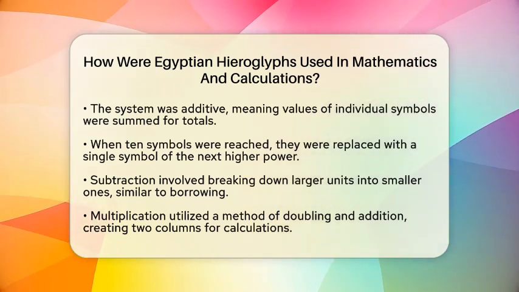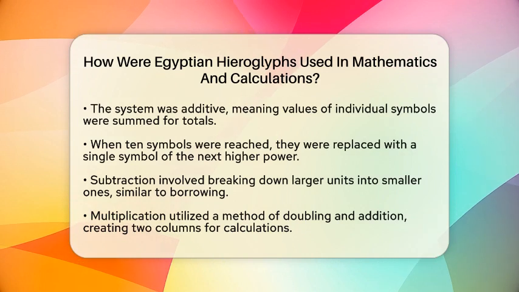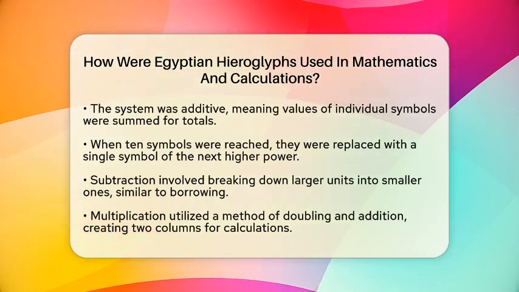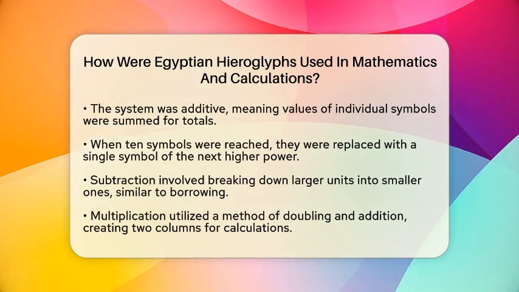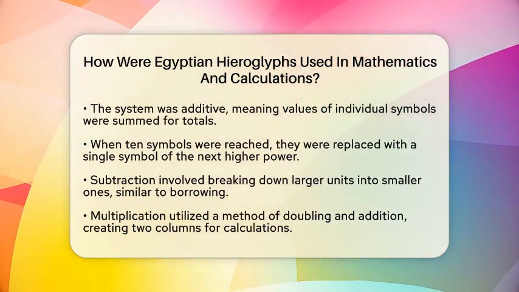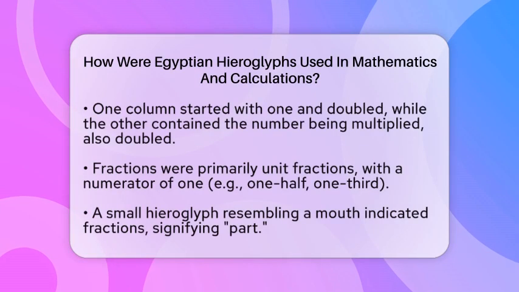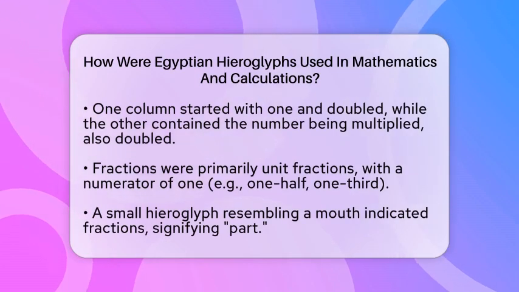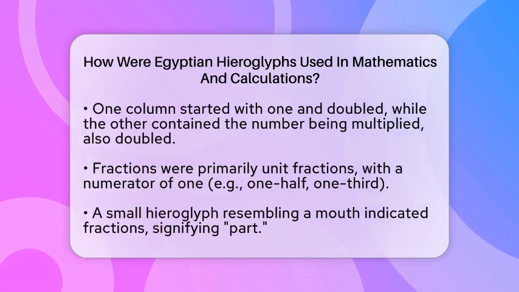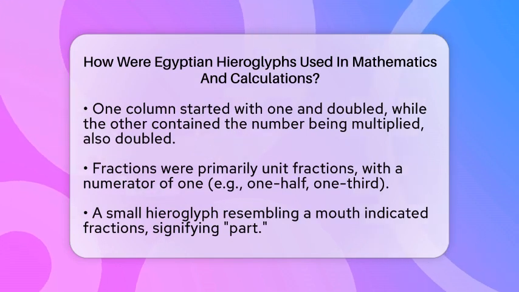Multiplication was another area where Egyptian hieroglyphs shined. They used a method based on doubling and addition. To multiply, they created 2 columns. One started with 1 and doubled each time, while the other column contained the number to be multiplied, also doubled. They selected and added the appropriate values to reach the desired product. This method was practical and avoided the need for multiplication tables.